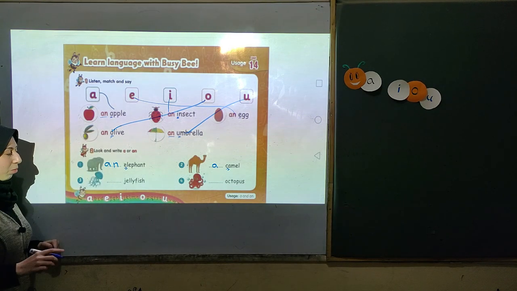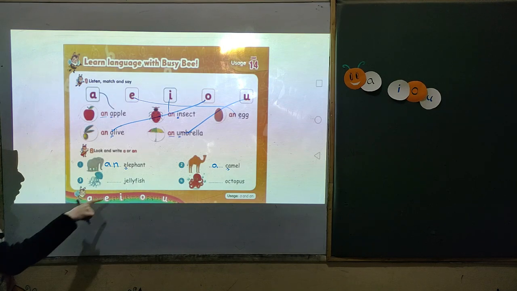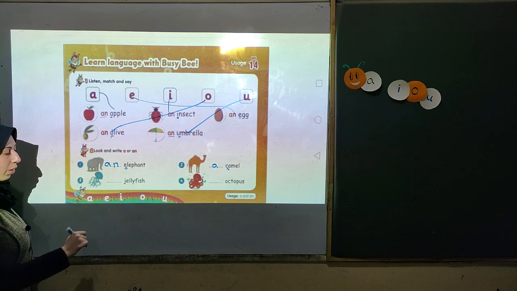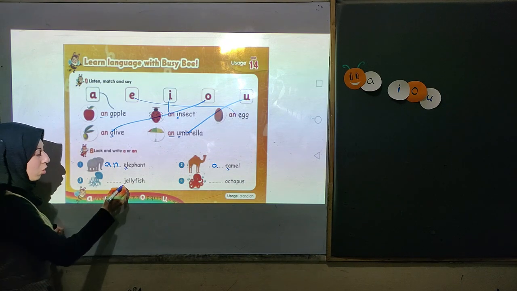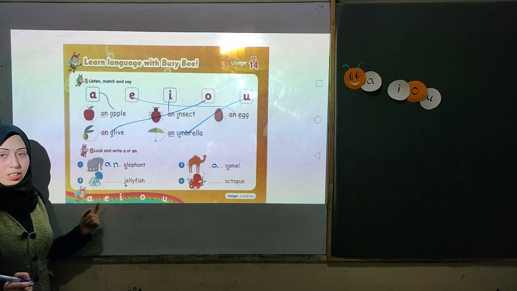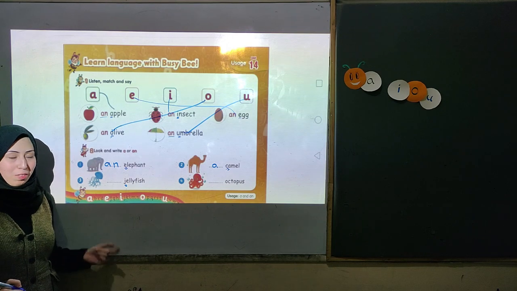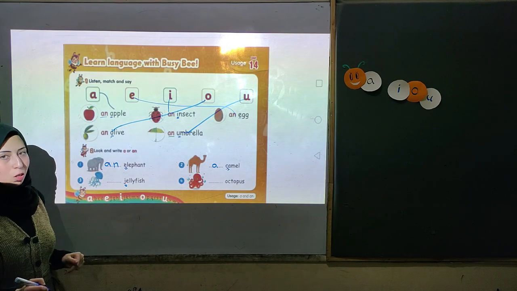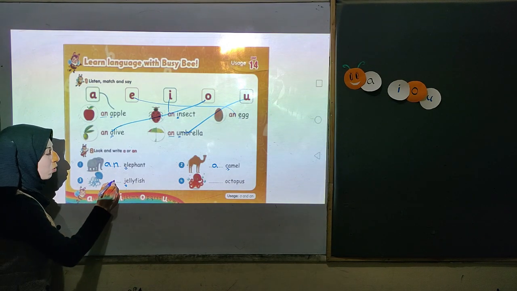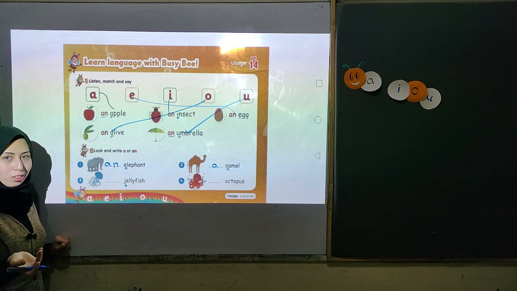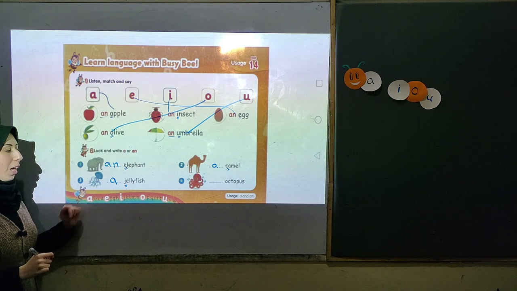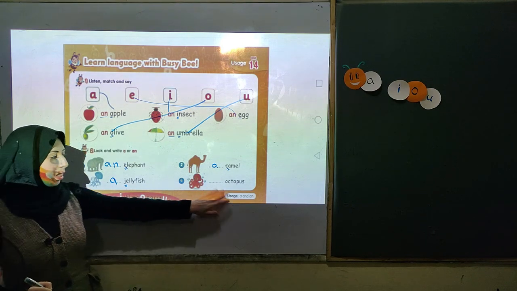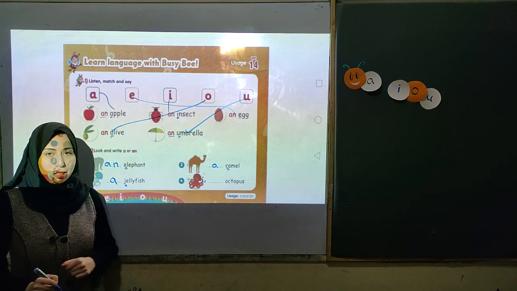Okay, number three. Jellyfish. Jellyfish starts with the J sound. Is it a vowel sound? No, it isn't. So I will use the article a. Excellent. A jellyfish. The last one is octopus.